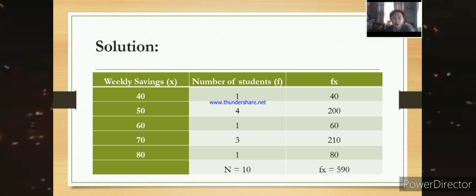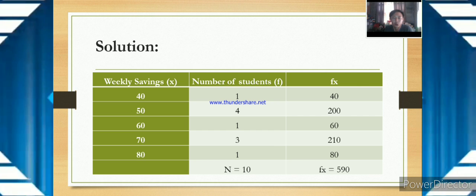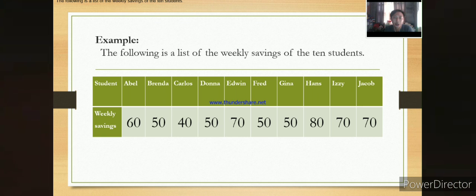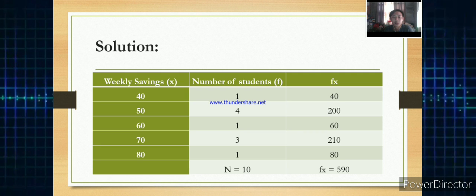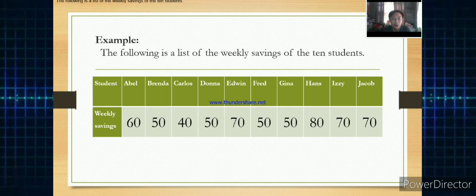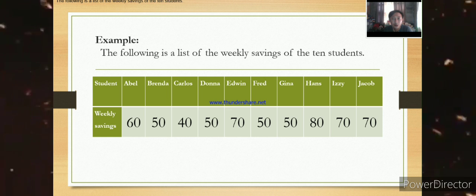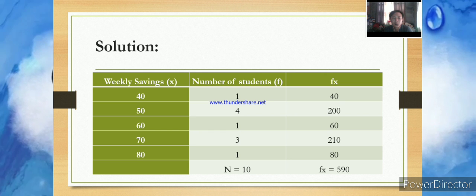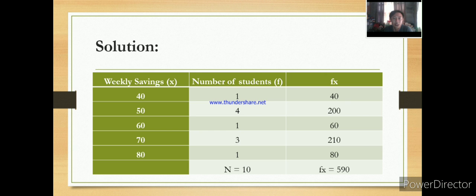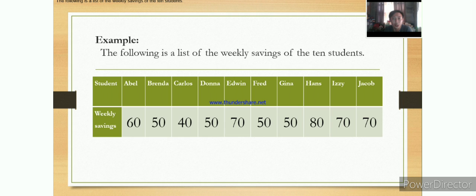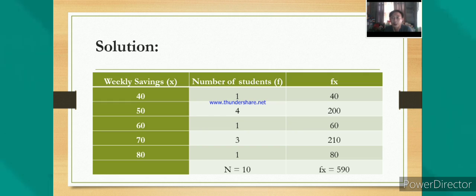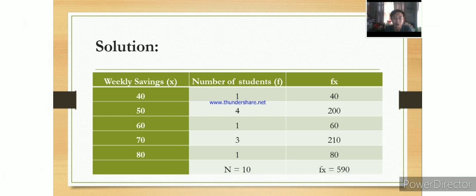So we have here 40. We have one student. Why? Because according to our data, Carlos is the only student who got 40 weekly savings. For 50, you have 4, because Brenda, Donna, Fred, and Gina got 50 weekly savings. And for 60 weekly savings, we have 1 student. We have here Abel. Only Abel got weekly savings of 60.